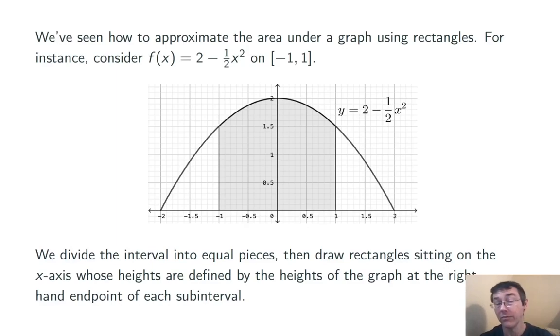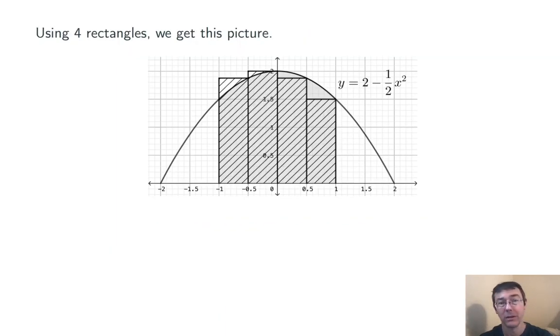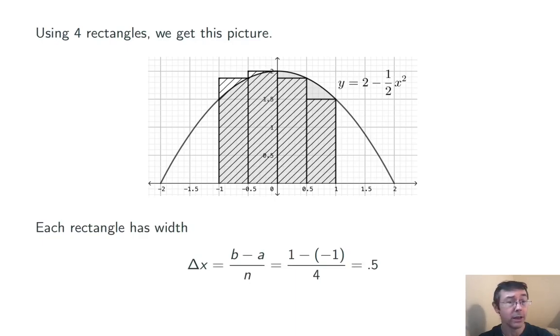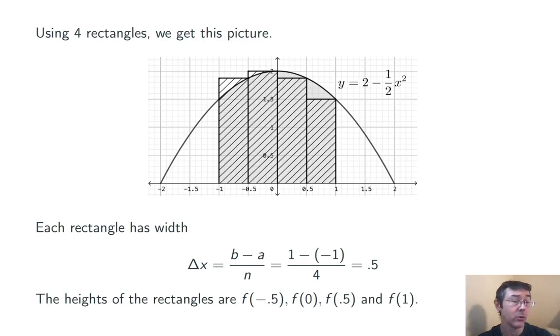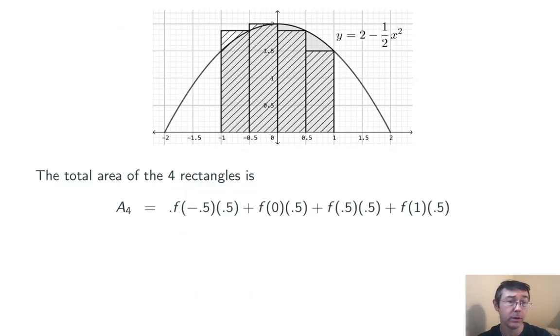Our approach is to divide that interval into equal pieces, say n equal pieces, and then draw rectangles that are sitting on the x-axis, whose heights are defined by the heights of the graph at the right-hand endpoints of each of the subintervals. Here's what the picture looks like when n equals 4. I've divided the interval -1, 1 into 4 pieces to get subintervals of width delta x equals 0.5. And then the heights of the rectangles are going to be the value of the function at all the right-hand endpoints. So f of -0.5, f of 0, f of 0.5, and f of 1.